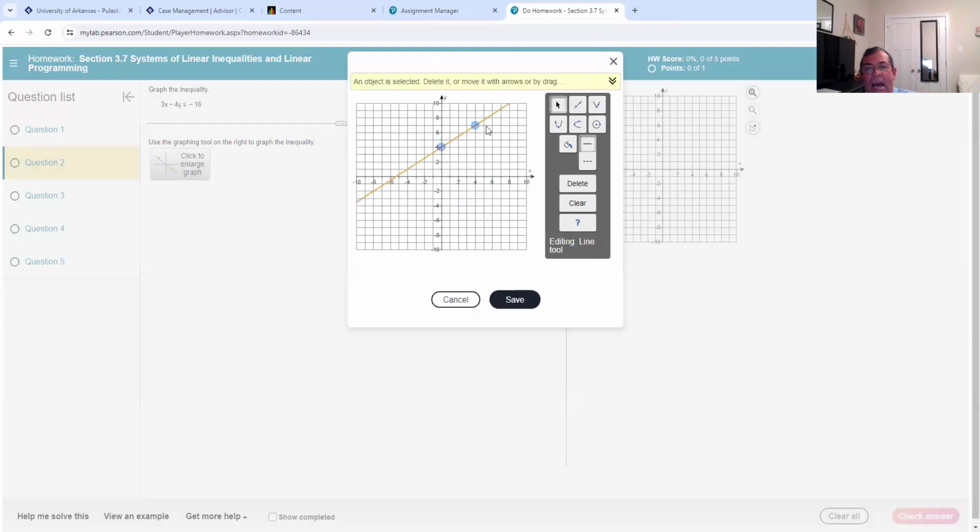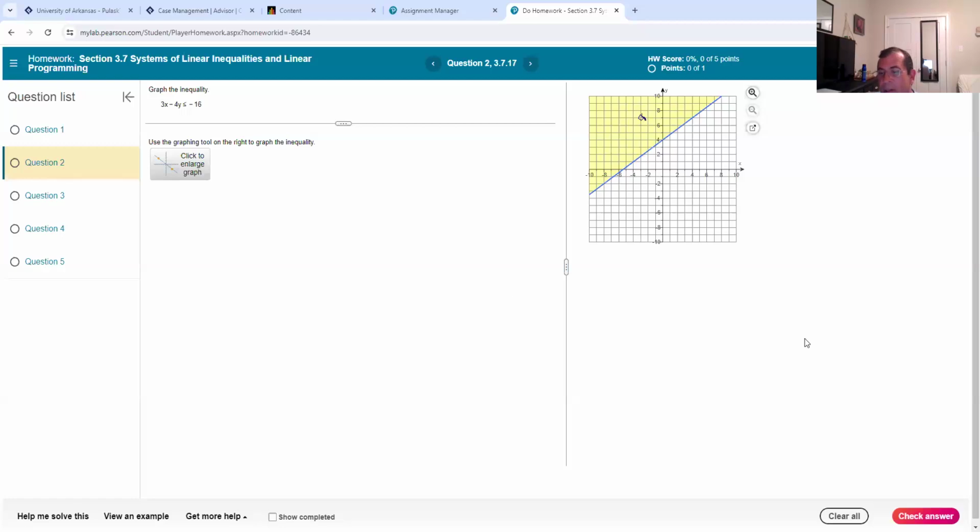My second point I had was (4, 7), so right 4 and up 7. So I got my solid line graphed, and then this was greater than, so I'm going to drag my paint can above it. And at that point, it looks like my calculator. Remember that top part being shaded going across there, okay? So you save that answer and check it and move on.